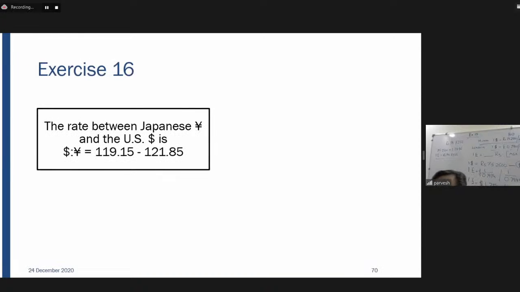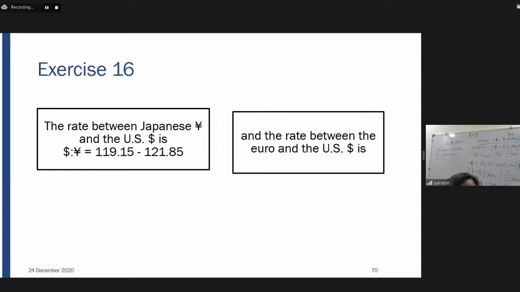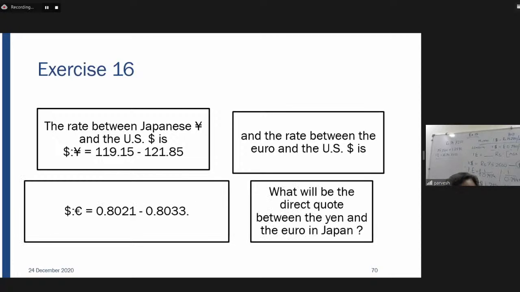Now I will ask you to solve this question, but I'll give you some clues before you solve it. The rate between Japanese yen and US dollar is given to you, which is 119.15 and 121.85, and the rate between euro and US dollar is given, which is given here. And what will be the direct quote between the yen and euro in Japan? This is the question which you have to solve yourself and give me the answer.